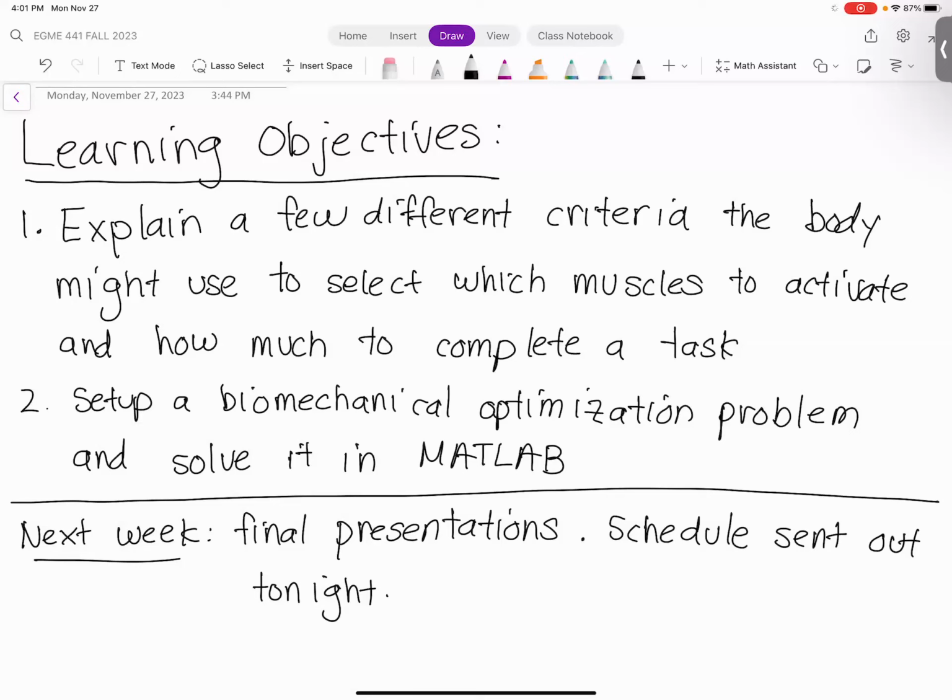I've made the schedule for the final presentations already. The final presentations are going to be split. We have 8 groups in total, so 4 groups are going to go on Monday and 4 groups are going to go on Wednesday.